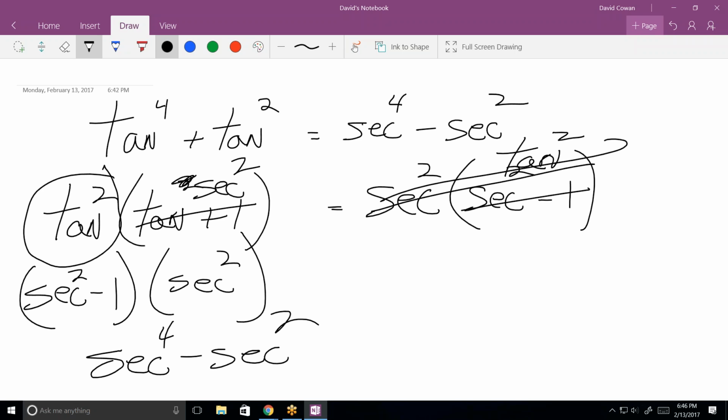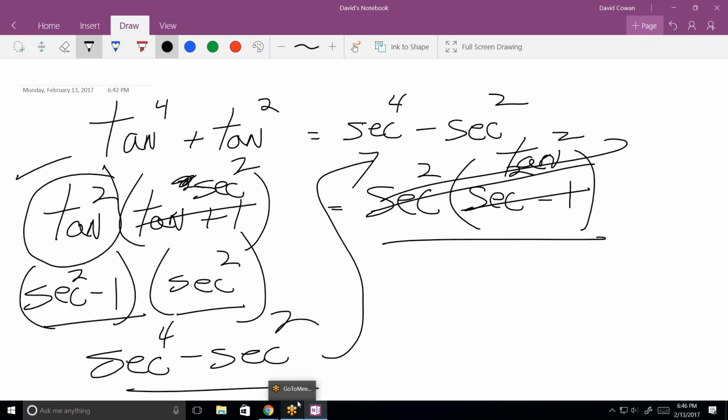It's just that when I got to this step, I couldn't see how to do it. I was looking at tangent squared times secant squared. How in the world is that going to turn into secant to the fourth minus secant squared? Well, by doing this over here, I saw exactly how it does. It turns into that. And now I can see that tangent squared times secant squared is this times that. And then that multiplies out to give you the right side of the equation.